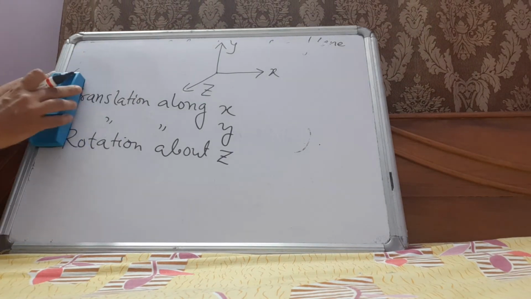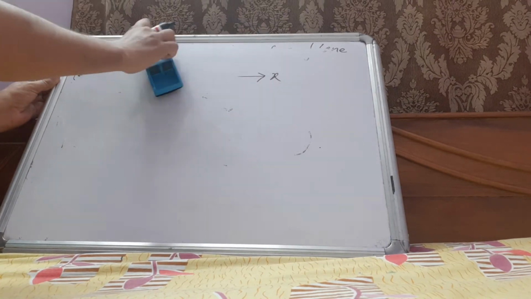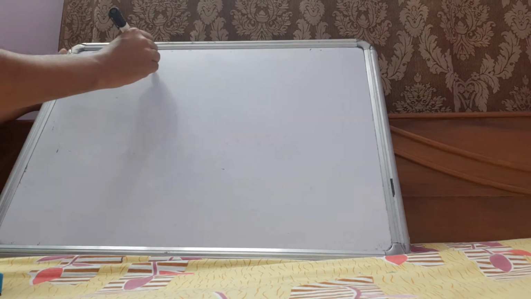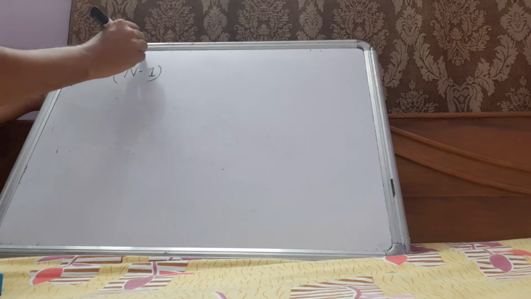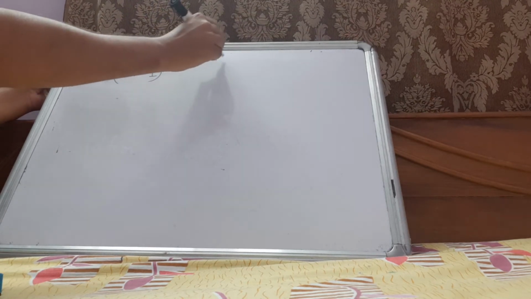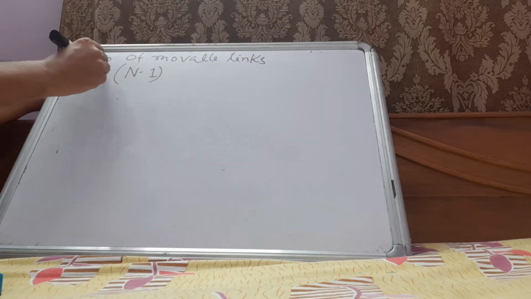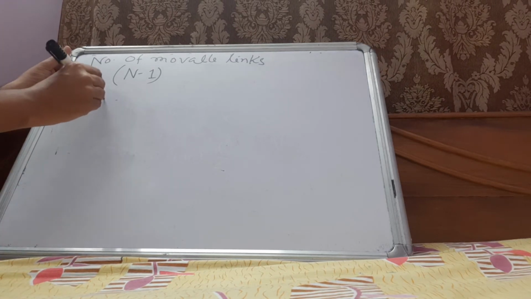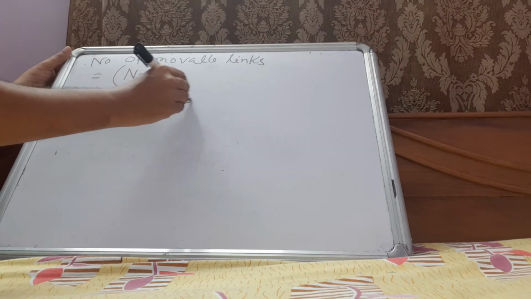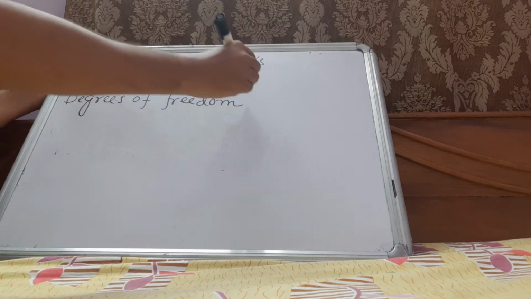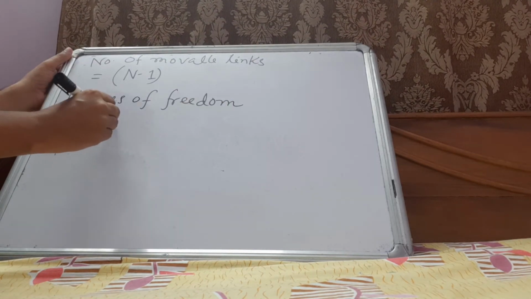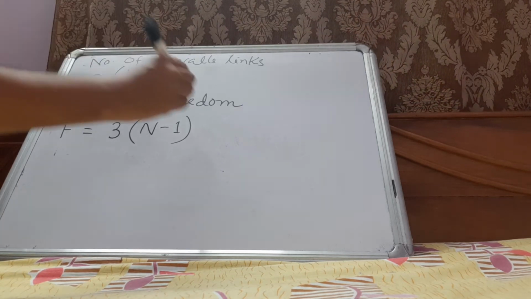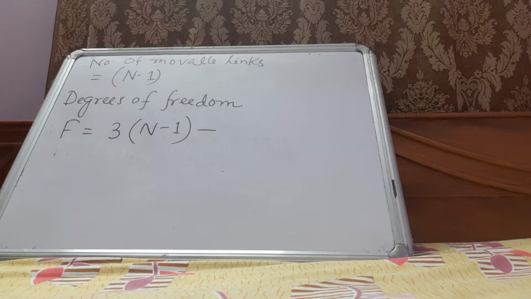So previously we have seen that if a mechanism is made of n links, the number of movable links will be n minus 1. So degrees of freedom, if we write it as F, then F will be equal to 3 into n minus 1. But we must subtract the restraints.